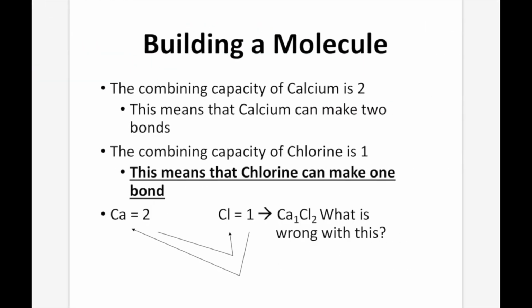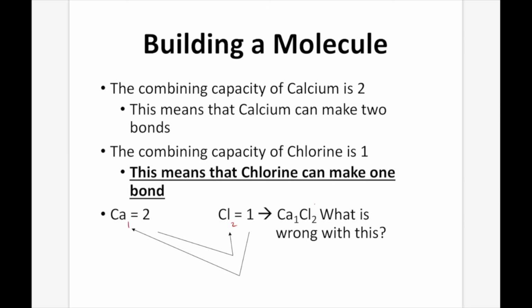Building a molecule. The combining capacity of calcium is 2. This means that calcium can make 2 bonds. The combining capacity of chlorine is 1. That means that chlorine can make 1 bond. So as I said before, what we're going to need to do is switch them. So the 2 from the calcium is going to be the subscript on the chlorine. So it's going to be right there. And the 1 from the chlorine is going to be the subscript on the calcium. And we're going to put them together.